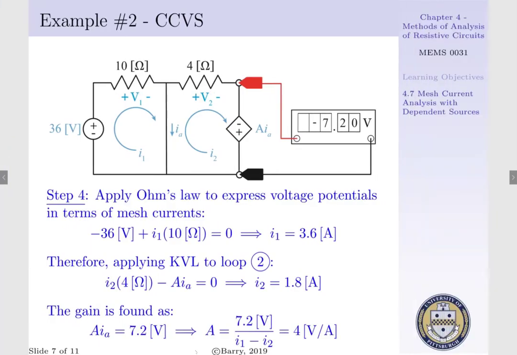Now to solve for a gain, we recall AIA is equal to 7.2 volts, or A, our gain, is equal to 7.2 volts per IA, where IA is our short circuit. IA is shared between mesh currents 1 and 2, where IA is equal to I1 less I2. Therefore, our gain is 7.2 volts per the quantity 3.6 minus 1.8 amps, or 4 volts per amp.